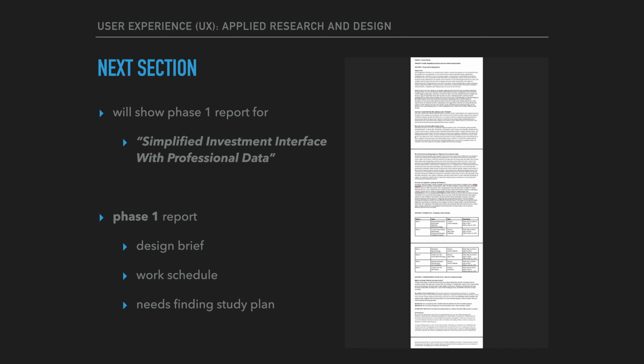Now that we've defined the first phase of a UX research and design project, it's time to review a sample phase 1 report. In the next section, we will outline the project details for a project called Simplified Investment Interface with Professional Data. Again, the phase 1 report will consist of three sections: a design brief, a work schedule, and a needs finding study plan. Reviewing the report will give you a good sense of the type of information which must be included and how that information needs to be structured in order to implement a professional UX research project. Now let's go to that first report.